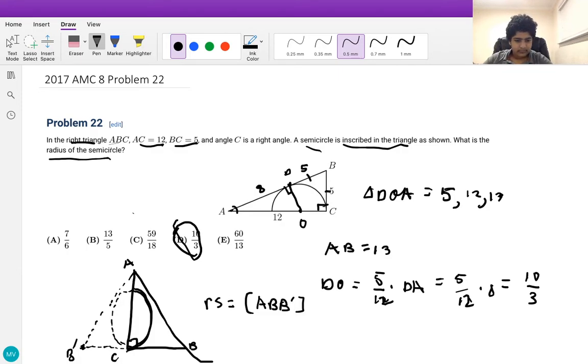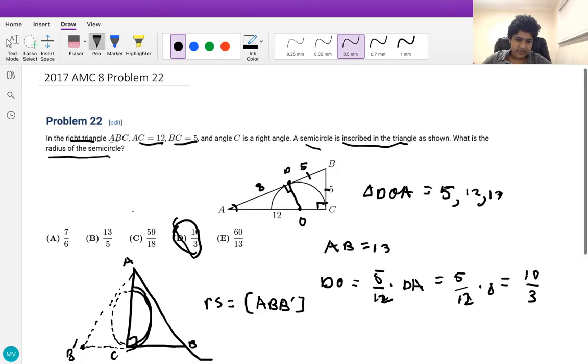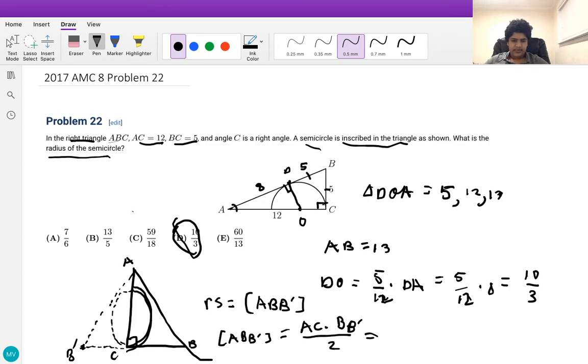So since we know that the inradius times the semiperimeter is equal to the area, why don't we just find the area and the semiperimeter? Now the area is simple. The area of ABB prime is simply AC times BB prime over 2, or just AC times BC, which is 5 times 12, or 60.